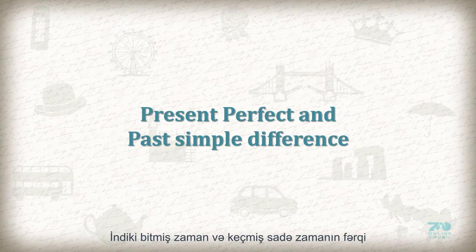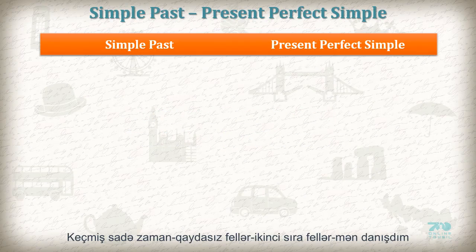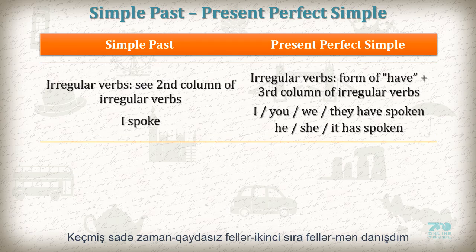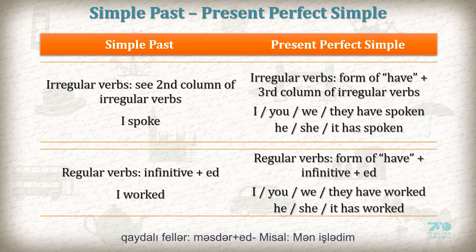Present perfect and past simple difference. Past simple, irregular verb. See second column of irregular verbs. Example: I spoke. Regular verbs are formed with infinitive plus ed. Example: I worked.